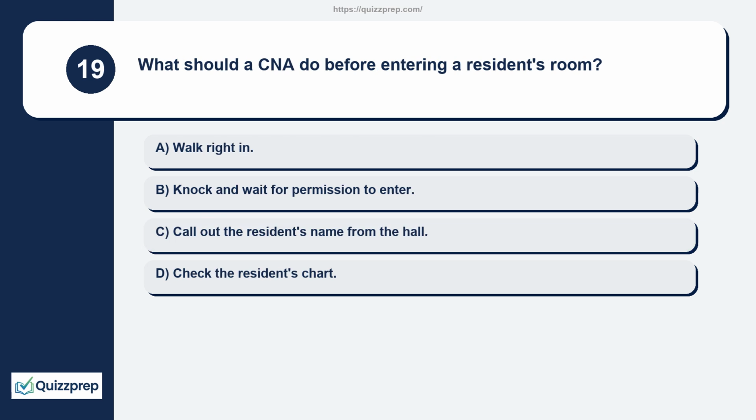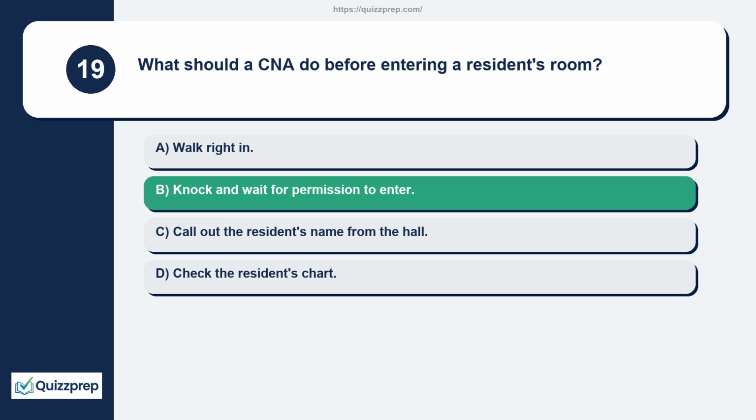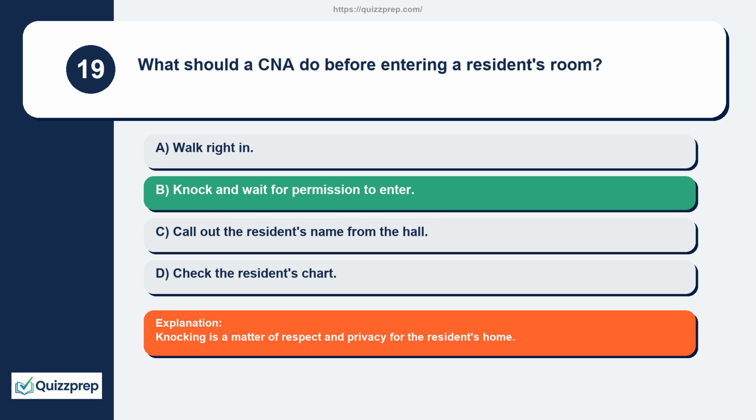Question 19. What should a CNA do before entering a resident's room? Walk right in. Knock and wait for permission to enter. Call out the resident's name from the hall. Check the resident's chart. Knocking is a matter of respect and privacy for the resident's home.